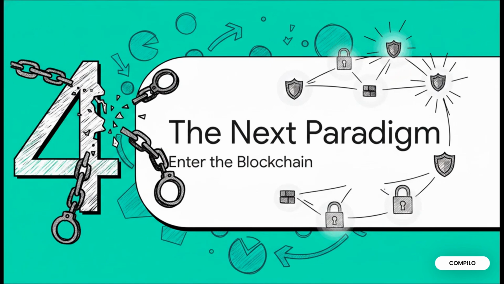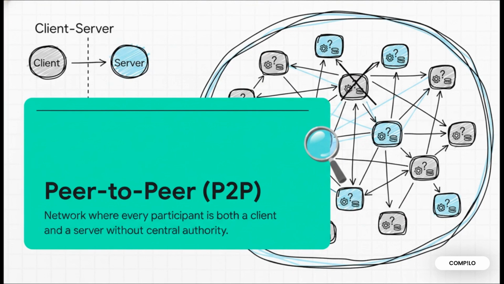Section 4. The next paradigm. Enter the blockchain. Those flaws we just talked about, the single points of failure, the lack of user control, the total reliance on central authorities, they weren't just annoying tech bugs. They actually sparked a deliberate technological rebellion based on the peer-to-peer or P2P networking model.